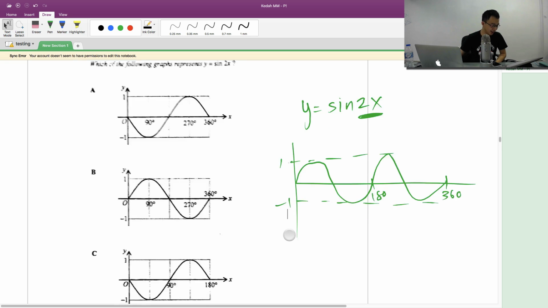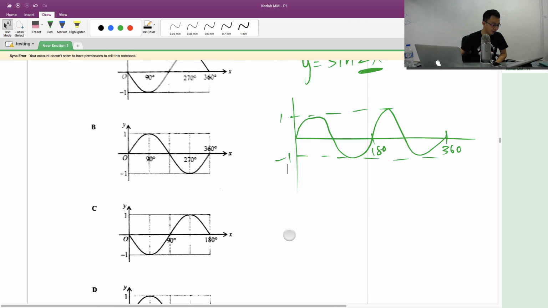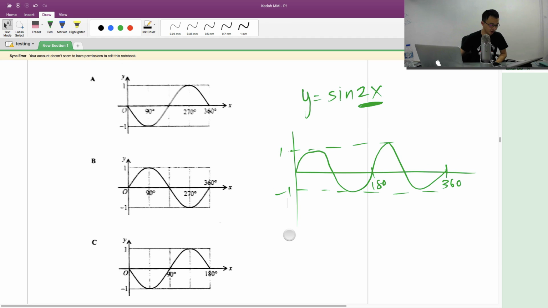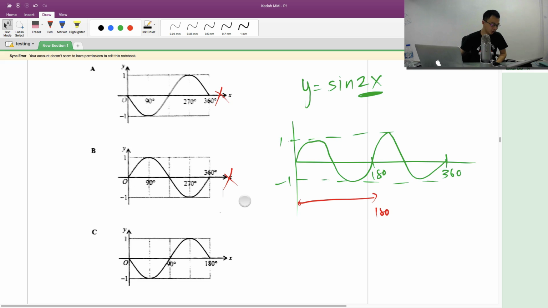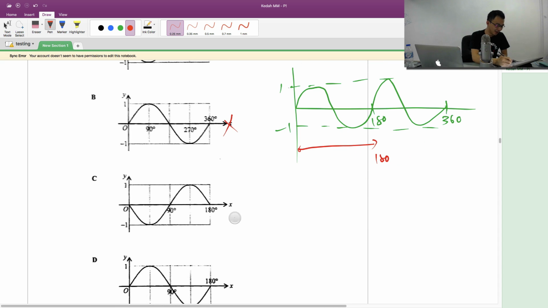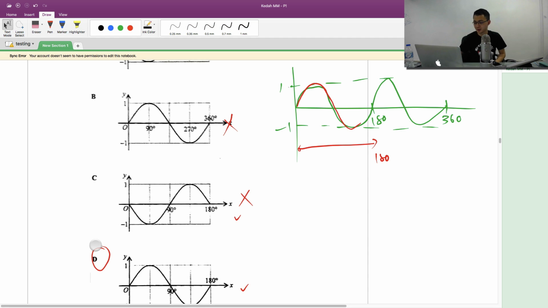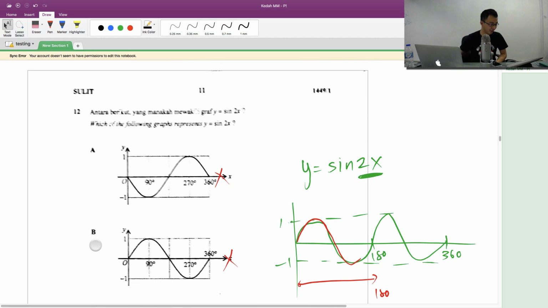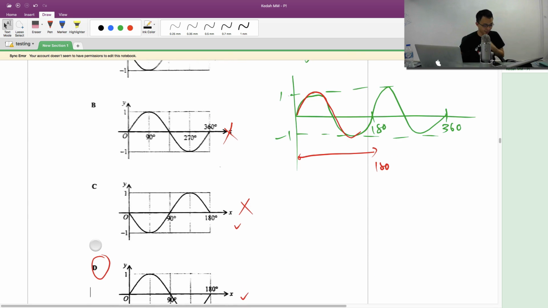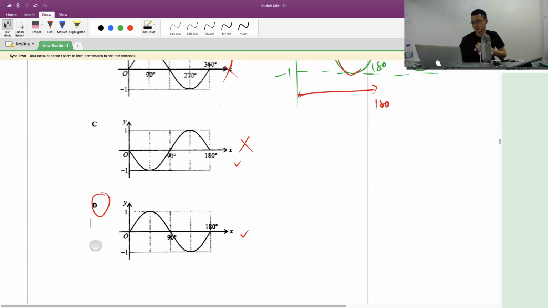So let's say, do we have any 2 cycles here? We don't have. So then we have to pay attention to the range here. 1 cycle is supposed to stop at 180. So this one that stops at 360 is wrong. Okay, 180, this one seems correct. But a sine graph must go to 1 first, then only go to -1. So this is wrong. So the answer will be D. So you must be very careful when we read any question. And you must be very familiar with the sine graph as well.